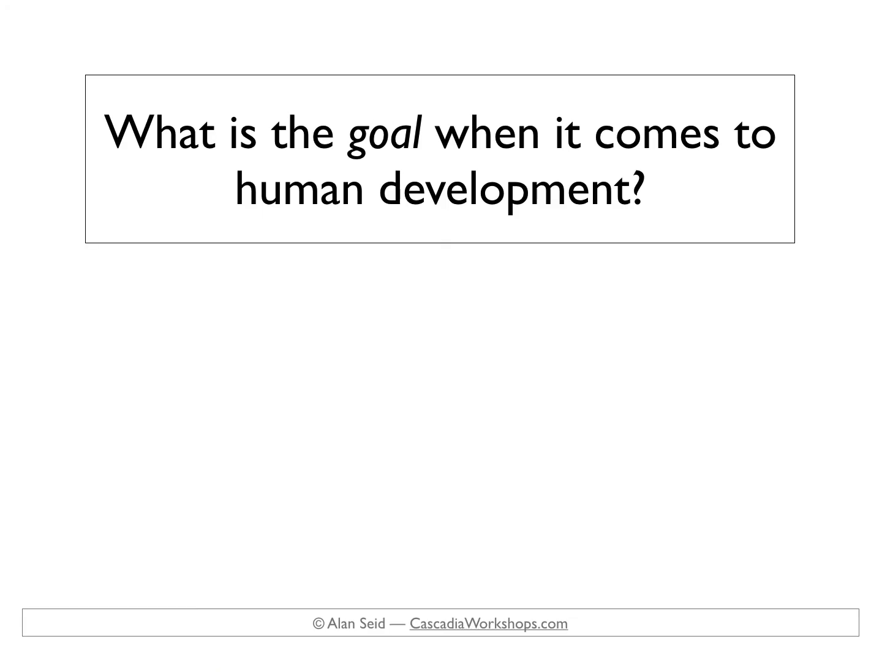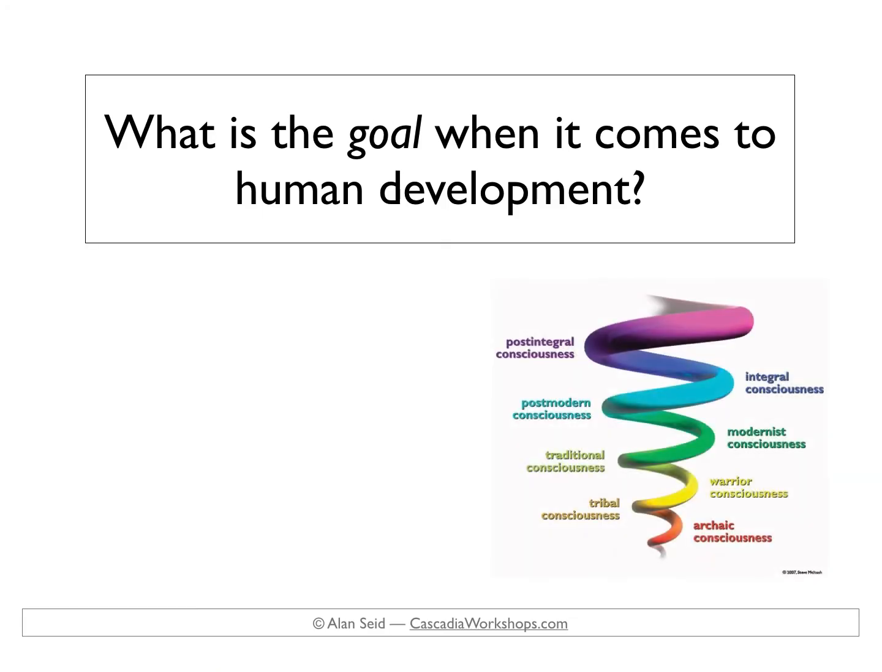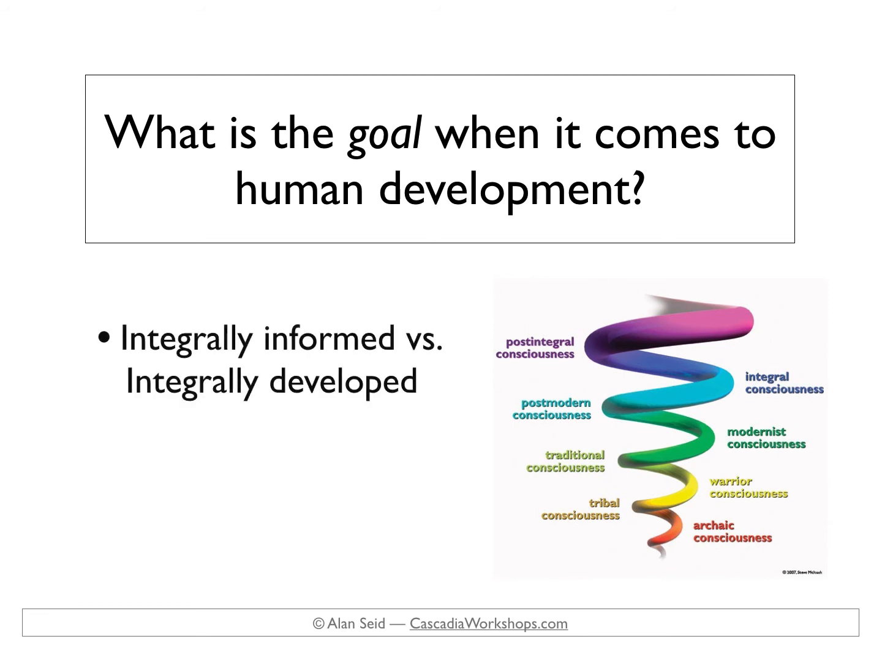So what is the goal when it comes to human development? We need to be clear about this distinction between being integrally informed versus integrally developed. The goal is not to become a 10 out of 10 on every line of development, to be like this superhuman personal development decathlon Olympic gold medalist. That's not the goal. We want to at least be integrally informed. We want to be aware of all this stuff, because as you get higher in your development, you enter what we call second tier, which I'll define in a little bit. The prime directive becomes the health of the entire spiral of development, not just my worldview is the only correct one.